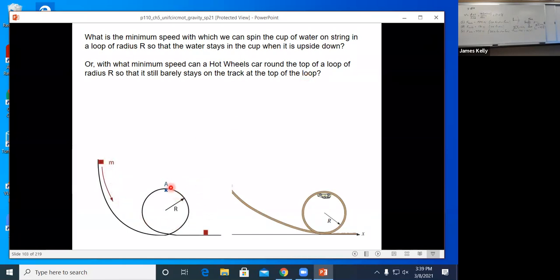And somehow it's upside down and the track is actually pushing down on it, and yet it's staying on the track. Same kind of idea. Why isn't it falling off the track? Here's my Hot Wheels car going around.